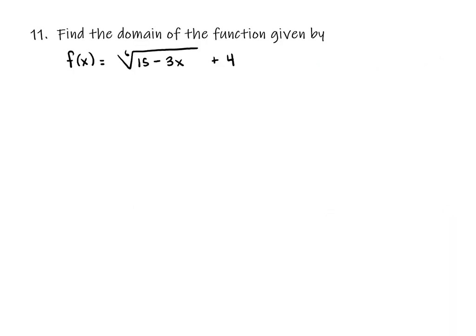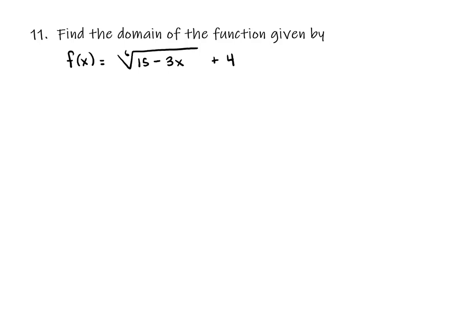For question number 11, we're asked to find the domain of the function given by f of x is equal to the 6th root of 15 minus 3x plus 4. And notice that we have a radical with some terms that are outside the radical. And there are no variable terms outside the radical, so we're just looking at the stuff that's inside the radical.